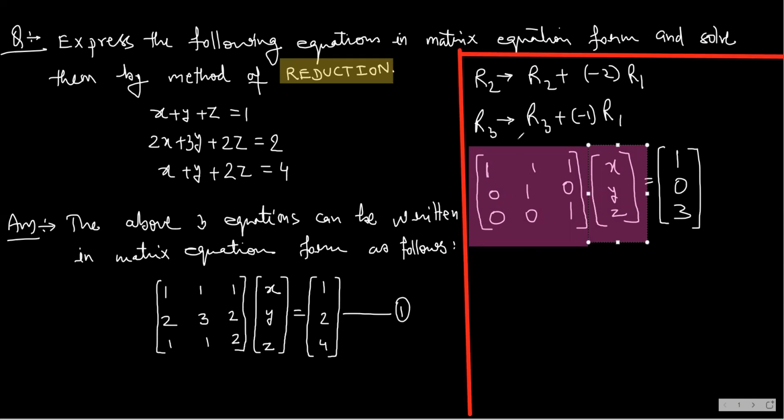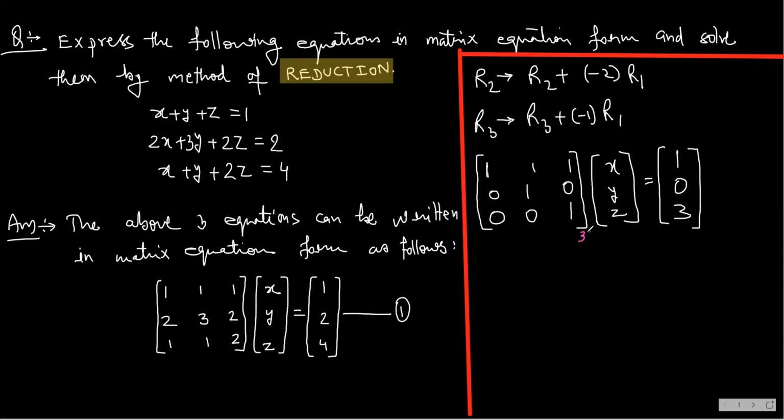Can the multiplication happen? Definitely yes. This is 3 by 3. This is 3 by 1. So the number of columns in the first is 3. The number of rows in the second is 3. So this will definitely happen.